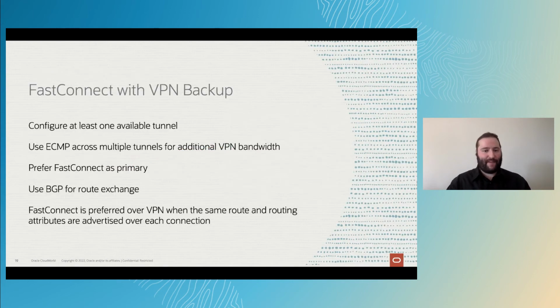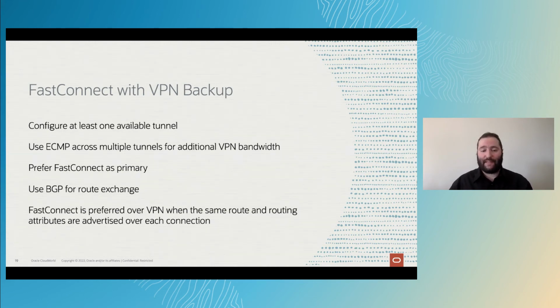Now, we've talked about FastConnect and VPN individually. What if we want to combine the two solutions together? Let's say you have a FastConnect, but you don't want to invest in a second one. You'd like to just use VPN as your backup option in the case of a failure. You can completely do that. In this case, you'll provision an IPsec connection, or potentially multiple if you want to use ECMP for additional bandwidth. And you'll want to have at least one, or optionally multiple tunnels up, to ensure that if FastConnect does go down, you have an active tunnel already available to you to fail over your traffic.